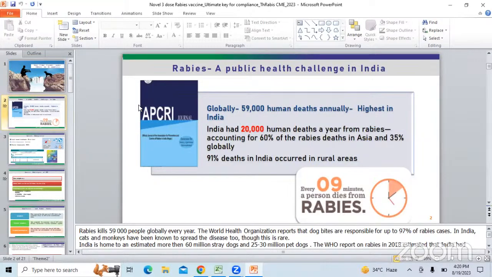Rabies is a global health challenge, especially in India. Globally, it causes around 59,000 human deaths annually, and in India it is around 20,000, which accounts for 60% of rabies deaths in Asia and 35% globally.